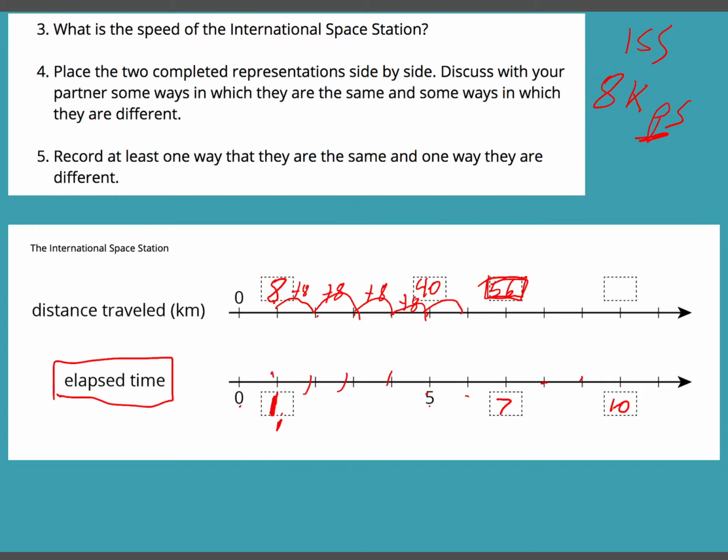Because we have 40 plus 8 would be 48. Plus another 8 would be 56. Now find our last one. And it's 80. Another way you could have done this: we know 8 over 1, these equivalent fractions, would be what over 5? And then we cross multiply. 8 times 5 is 40.